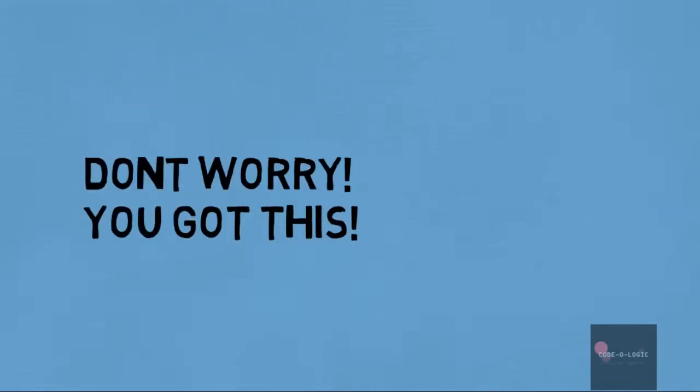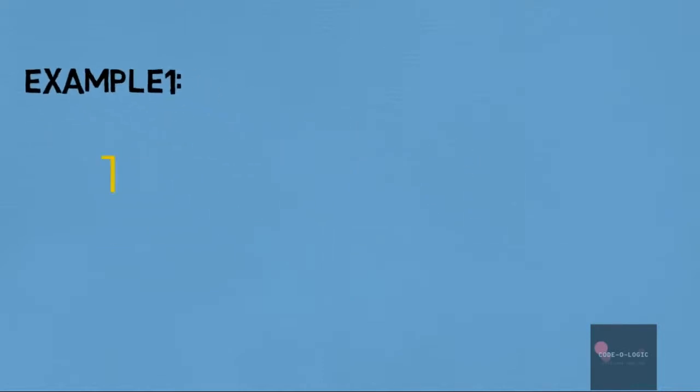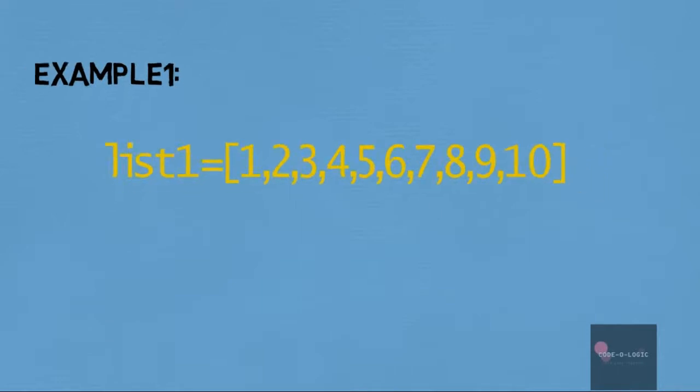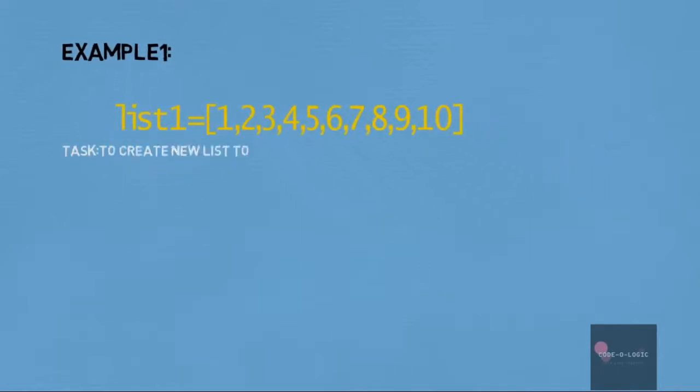You may be confused by seeing the syntax and get baffled too. Don't worry guys, you got this. To make you clearly understand, I'm going to show you one example. We have created one list named list1 where it contains numbers from 1 to 10. Now our task is to create a new list to store the square of the numbers present in the list. That is, we have to find the square value of each number present in the list.